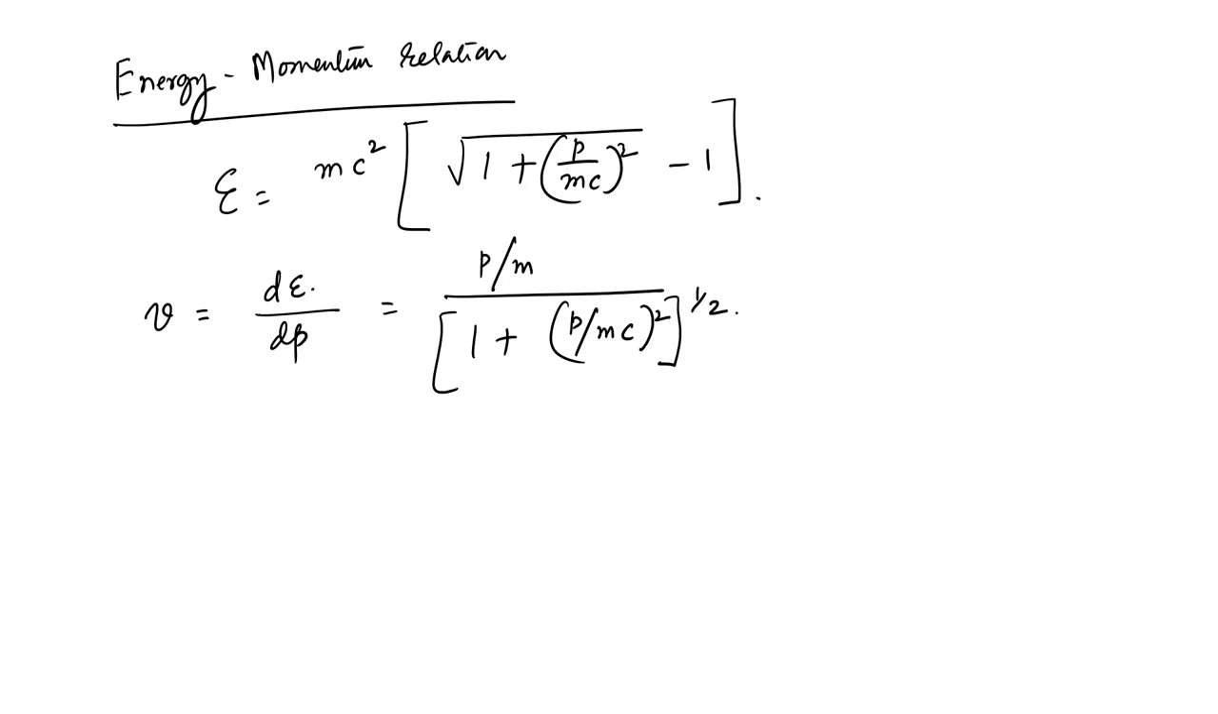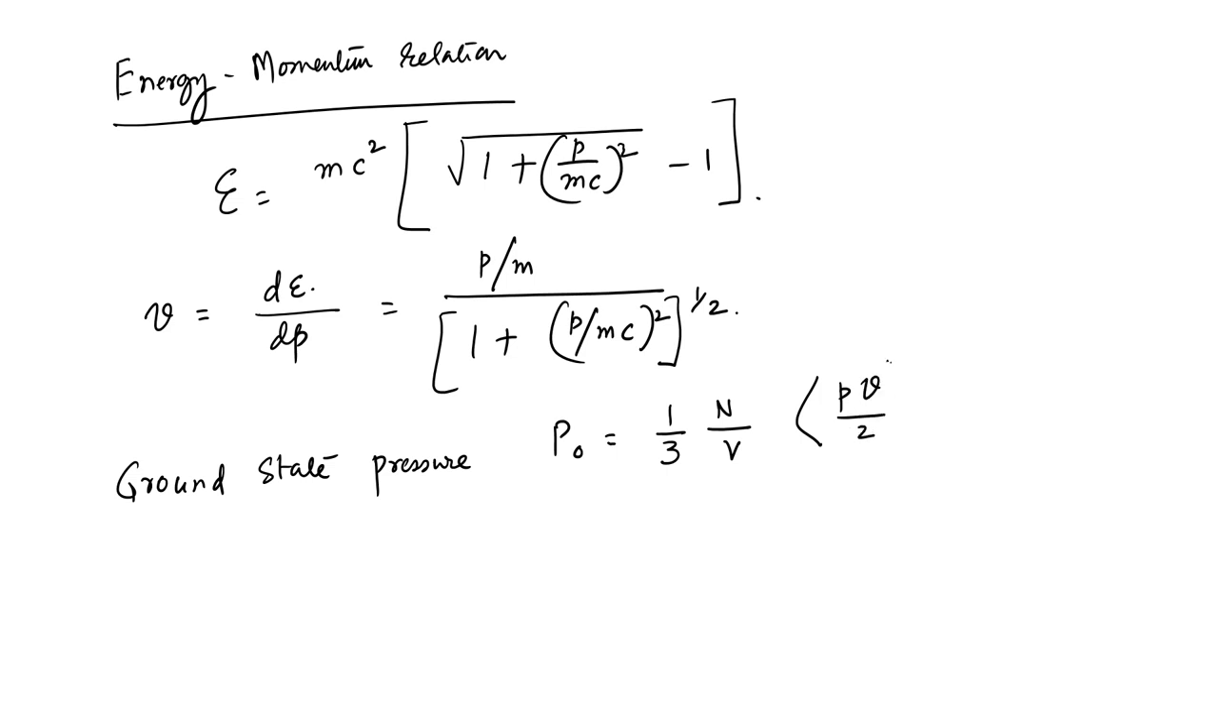Okay. So, we know that for a relativistic gas, the pressure is given by, so we are writing down the ground state pressure. And you know why it is a ground state, because we are at T equal to 0 effectively. So, the ground state pressure is given by P_0 equal to 1/3 (N/V) p v. So, this is pv/2, and this is basically the ground state expectation value of the kinetic energy. So, this is nothing but that U term, the internal energy, which is equal to the kinetic energy, basically at the ground state.